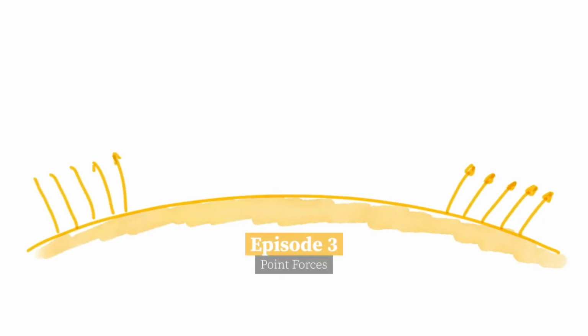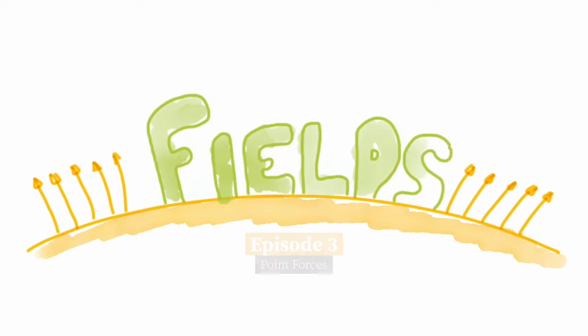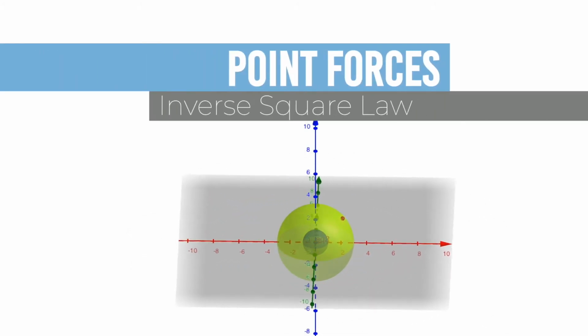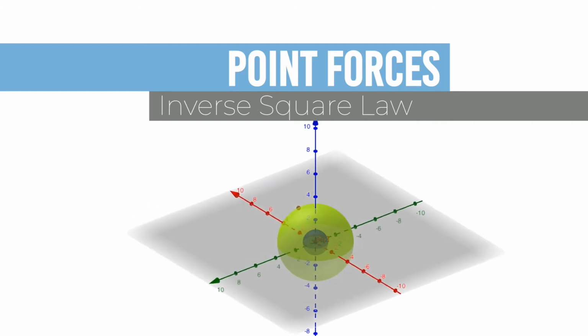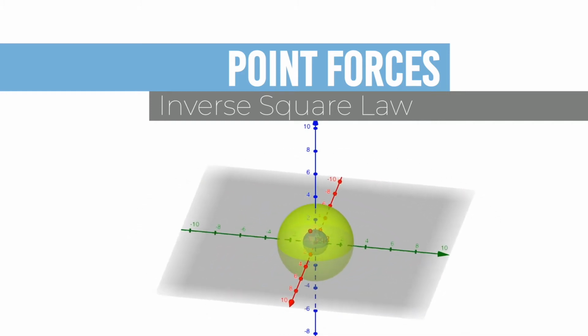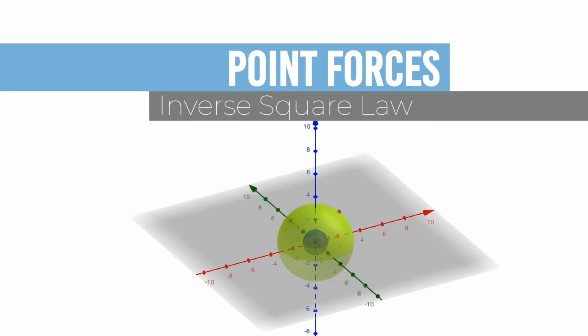This is the third part in our series, and today we're going to look at point forces. Specifically, we're going to look at the force between two objects, whether they be two masses or two charges. We're going to look at the inverse square law, so how the force between the two objects, the red object and the blue object in the middle, differs with the distance between them.